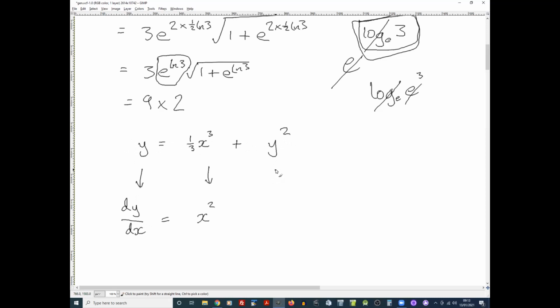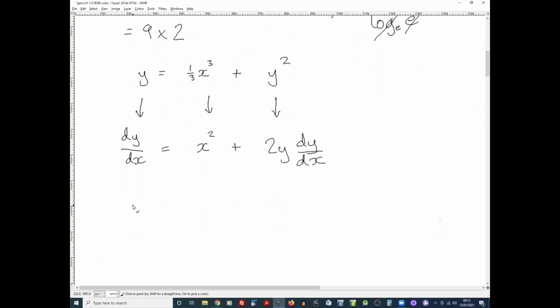What do we get? 2y times dy/dx. Well done. Splendid. And now you can get dy/dx explicitly. Or maybe not straight away. Start solving for dy/dx. Right, what do you mean? Do I have to put y into the equation? Oh, well, no, sorry. I mean, let's try and make dy/dx the subject here, that's all.